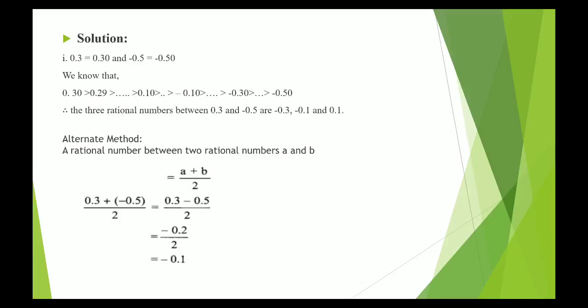Okay. Now another method for solving this. We have to first consider 0.3 and minus 0.5 as A and B. First step is A plus B divided by 2, that is 0.3 plus minus 0.5 upon 2. When I do the calculation, I'll get the answer minus 0.1.